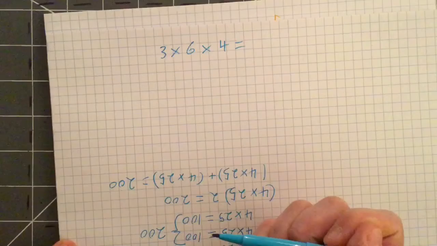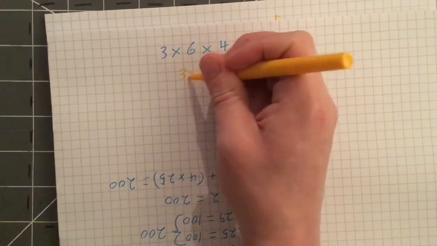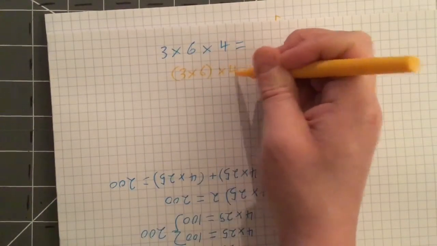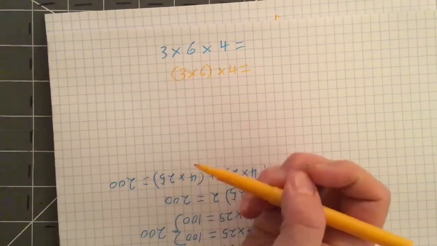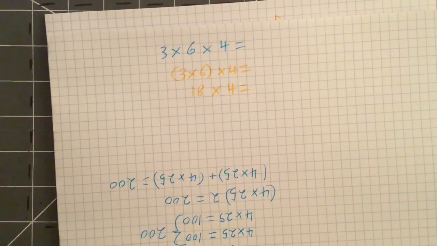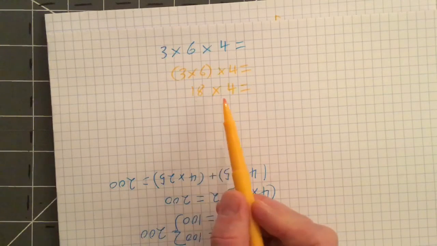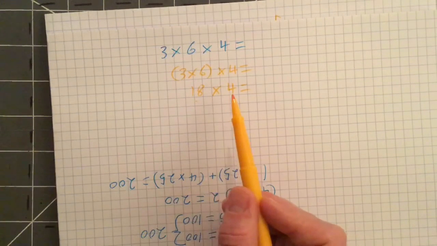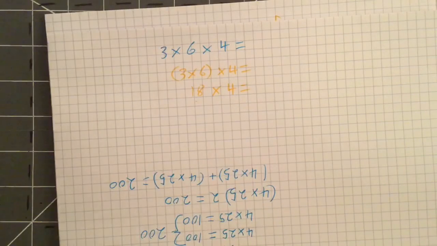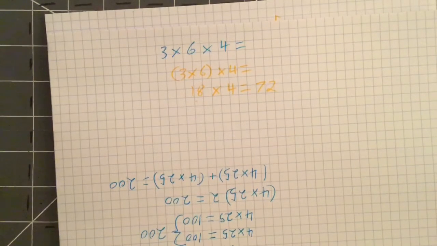3 times 6 times 4. Let's do 3 times 6 first, and then multiply that by 4. What is 3 times 6? Well, it's 18. What is 18 times 4? Well, I know that 8 times 4 is 32, and 1 times 4 is 4, but that's a 10, so 10 times 4 is 40. 40 plus 32 is 72. 18 times 4 is 72, because 3 times 6 times 4 is 72.